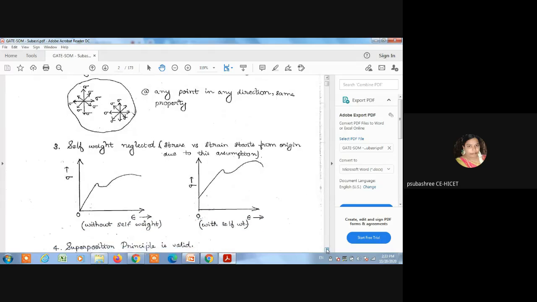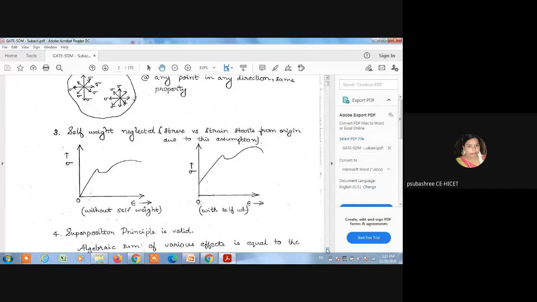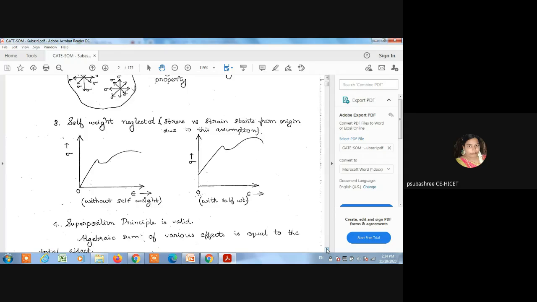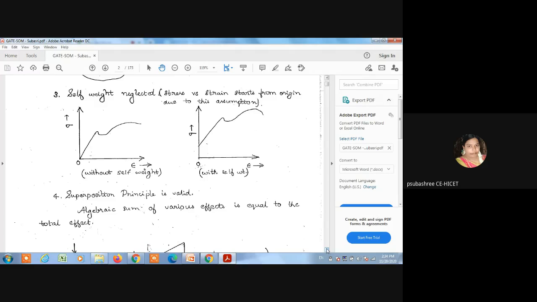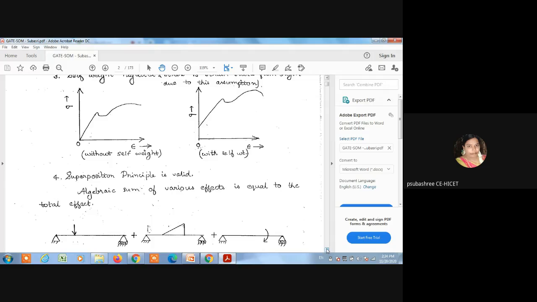at any point, in any direction, it has the same properties. Then the last assumptions: the self-weight is neglected, and the stress-strain relation starts from the origin. These are the basic definitions and basic concepts. Then the superposition principle is valid. The superposition principle means the algebraic sum of the various effects is equal to the total effect. The effects include the summation of shear force, vertical load, and horizontal load.